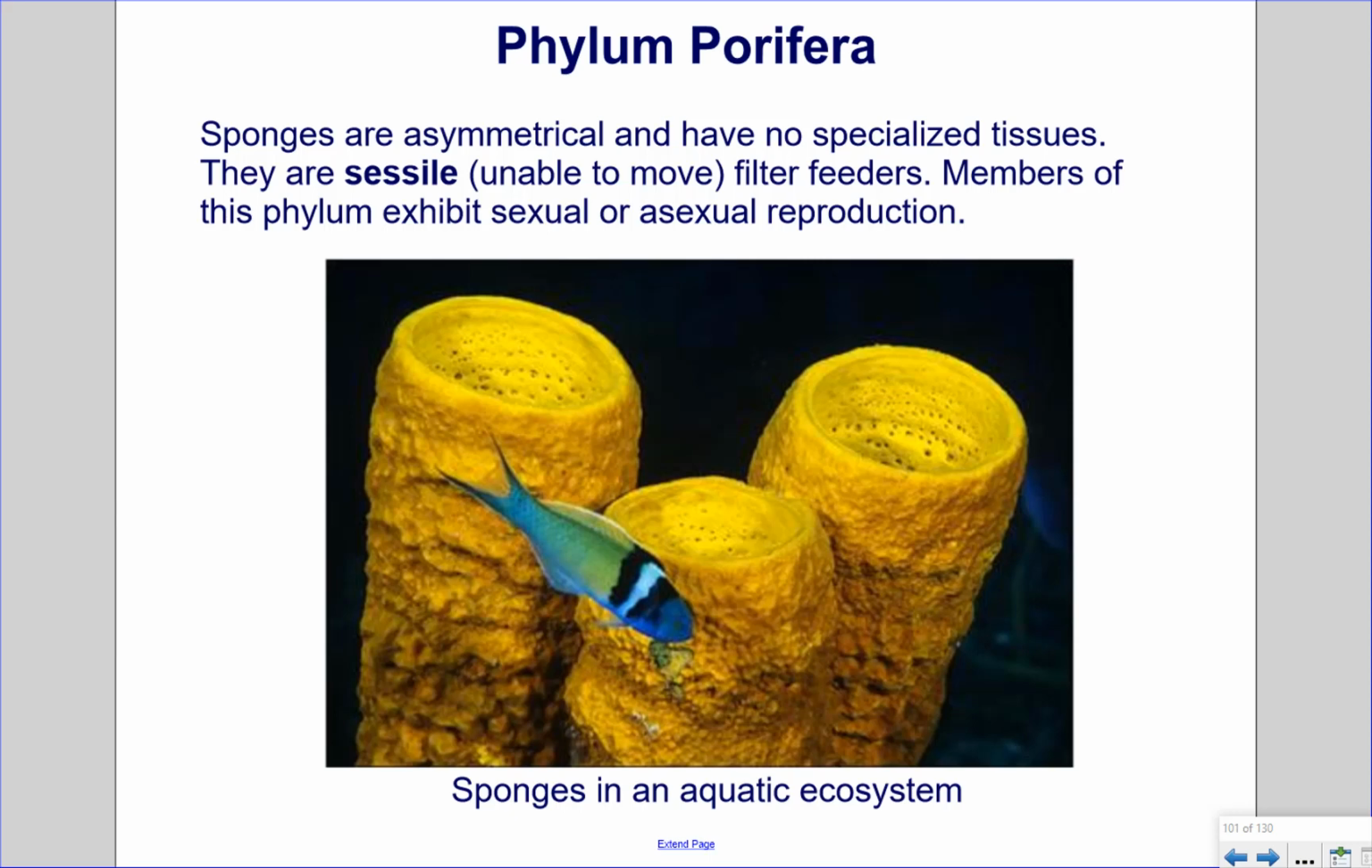Phylum Porifera. Sponges are asymmetrical and have no specialized tissues. They are sessile, which means they are unable to move as adults, and they are filter feeders. Members of this phylum exhibit sexual or asexual reproduction. In this picture, we see sponges in an aquatic ecosystem.